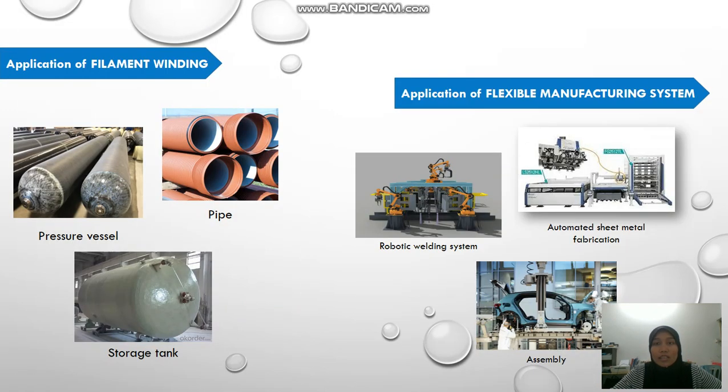Okay. And then next is the application of the filament winding, such as pressure vessels, pipes, and also storage tanks. And for the application of the flexible manufacturing system, there are robotic welding systems, automated sheet metal fabrication, and also assembly.